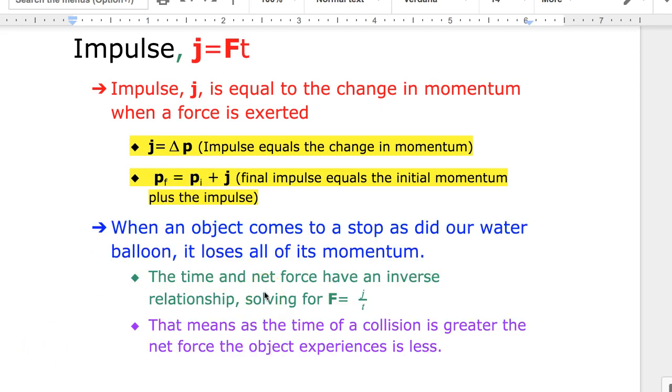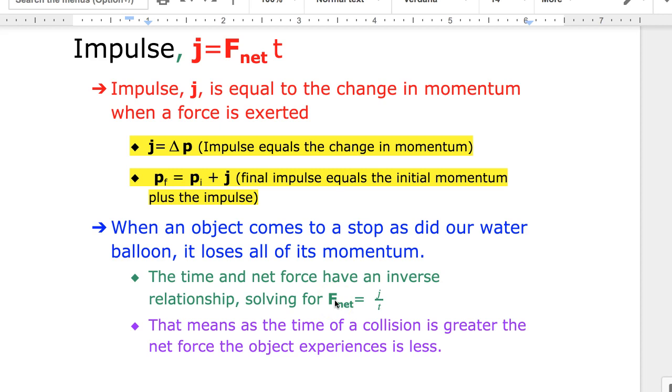So think to our water balloons today. When an object came to a stop, as with our water balloon experiment, it loses all of its momentum. I want to know the net force on that balloon. So I want to solve this equation for impulse in terms of force. So I would divide both sides by T, by the time. And I get that the force exerted equals J over T. And that means that the time that a collision takes has an inverse relationship with the net force felt.